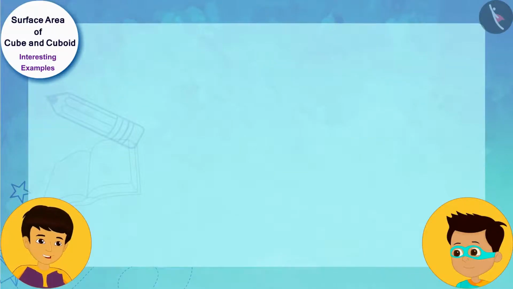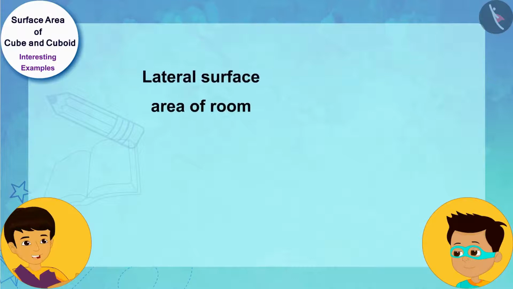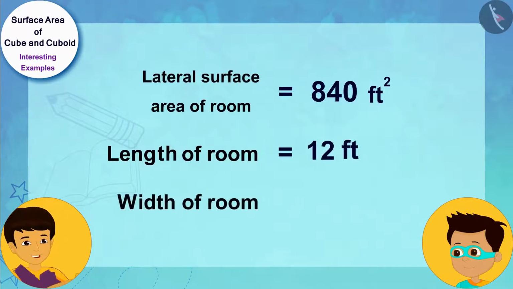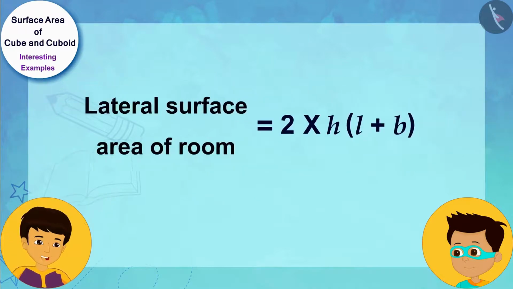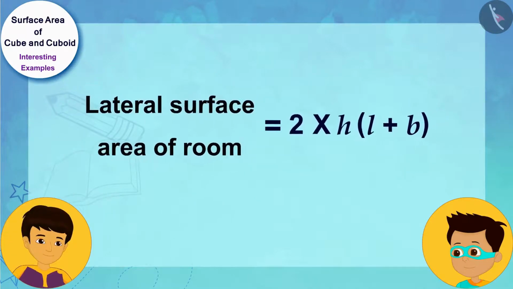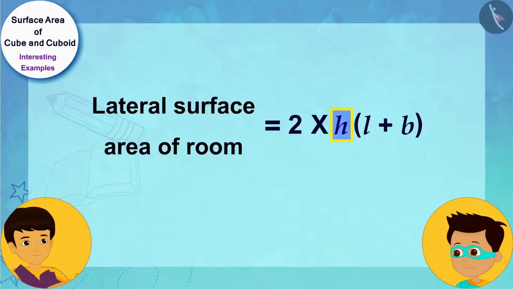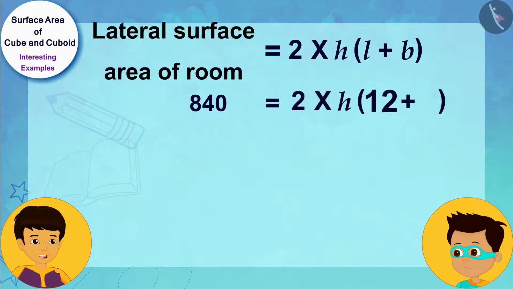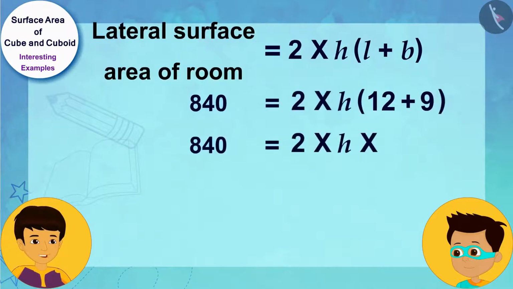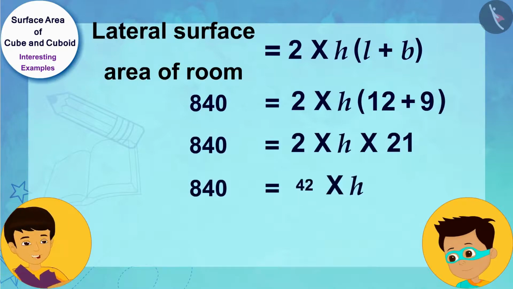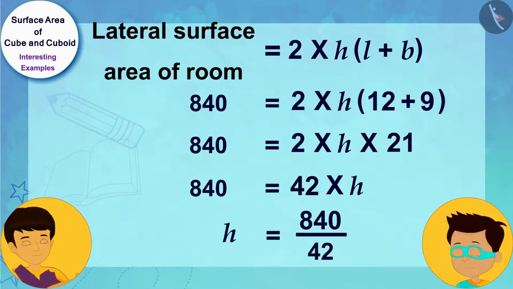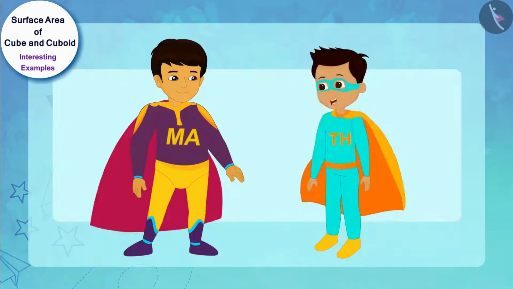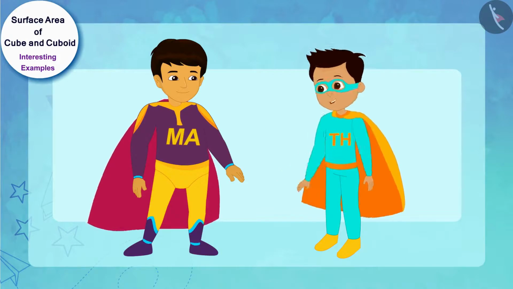Hey wow, now it has become very easy. We know the lateral surface area of the room and its length and width are also known. Now we can easily find the height of this room using the formula of the lateral surface area of the cuboid. After solving it, we came to know that the height of the room is 20 feet. Wow, it is really very high.